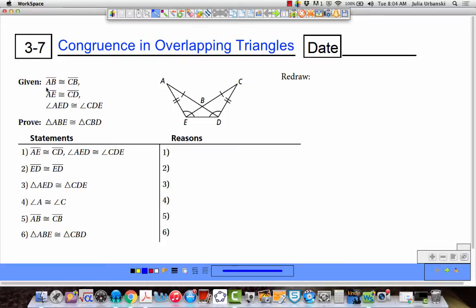Okay, so we're given that AB is congruent to CB. Do you see that anywhere down here? Yeah, so for number 5, let's just go ahead and write given. And then let's make sure those marks are on our picture. AB is congruent to CB, that's given. The second given is AD is congruent to CD and angle AED is congruent to angle CDE. Where's that?